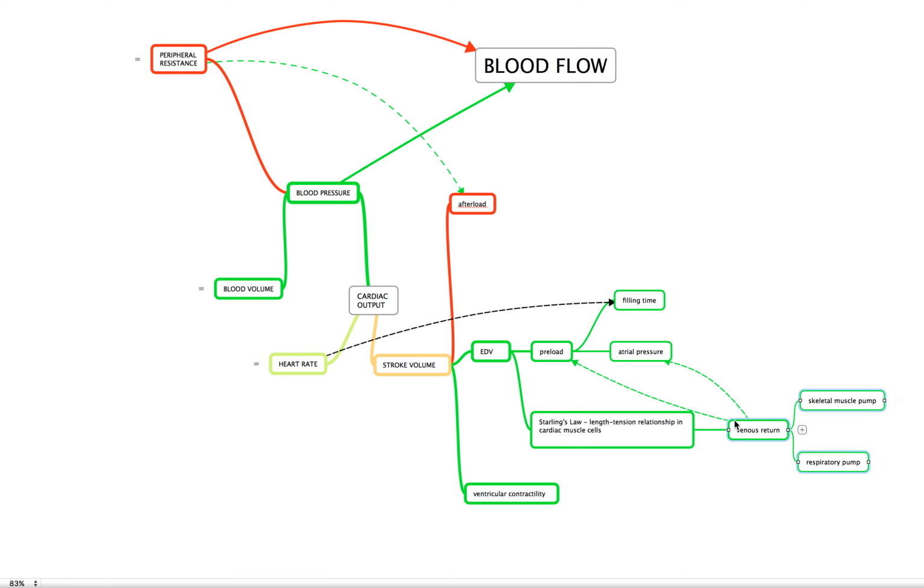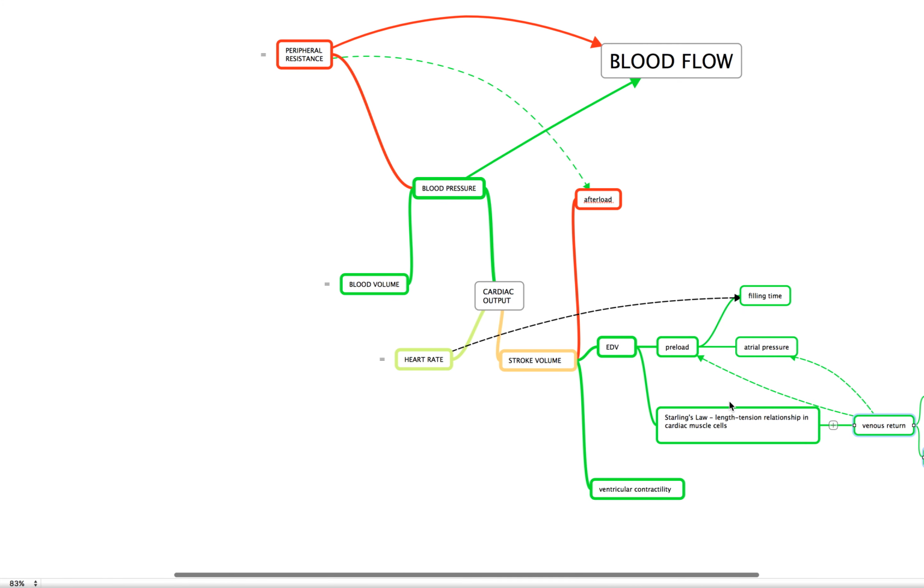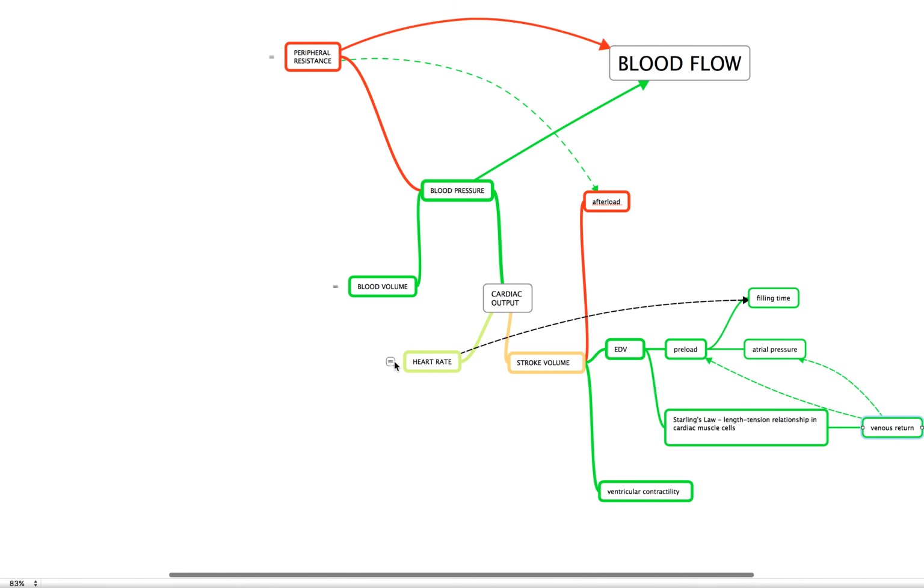And if you're doing these, you're also going to, of course, directly impact the preload. So there's this relationship, and then there's also this relationship. Okay, so that's stroke volume, and these are the ones that people have a little trouble with. And then we can talk about heart rate, which is actually a little easier.